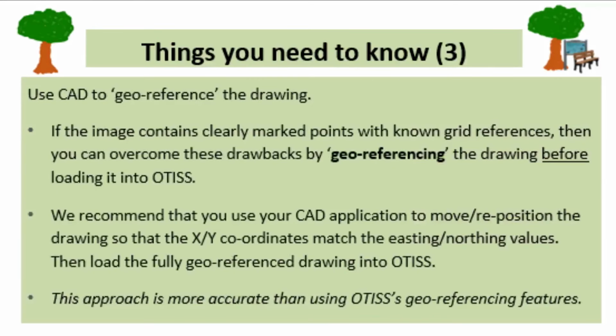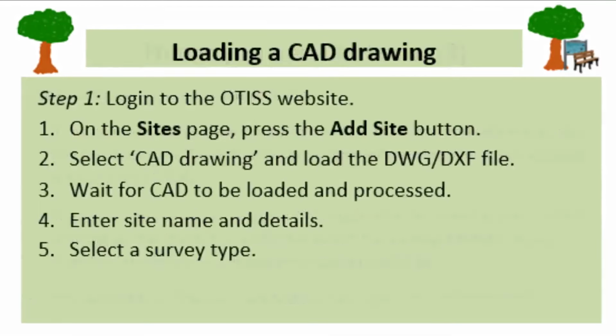If the image contains clearly marked points with known grid references, then you can overcome these drawbacks by georeferencing the drawing, and do this before you load the drawing into OTISS. We recommend that you use the CAD application to move or reposition the drawing so that the XY coordinates match the easting and northing values. Then you load the fully georeferenced drawing into OTISS.